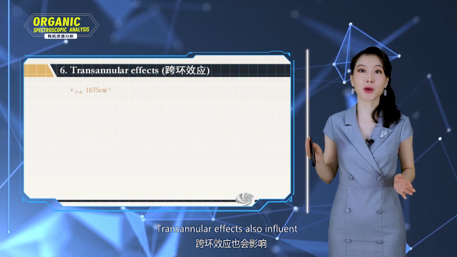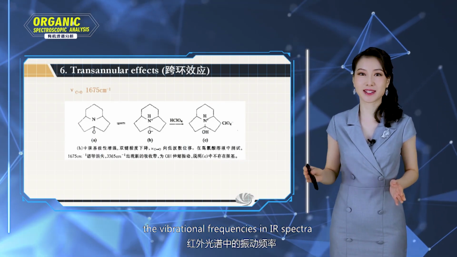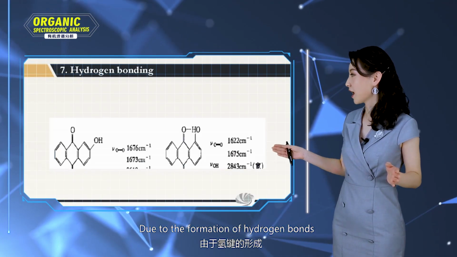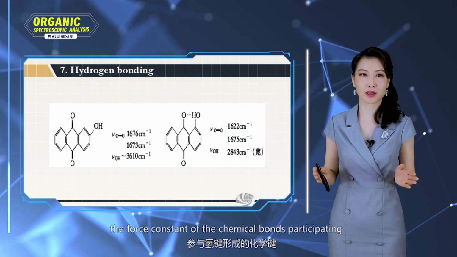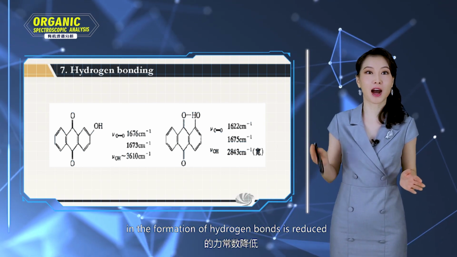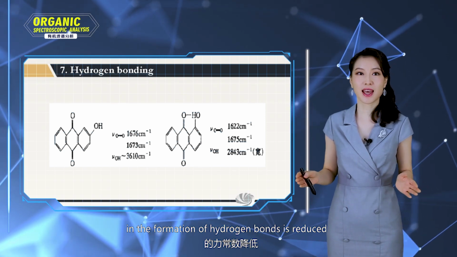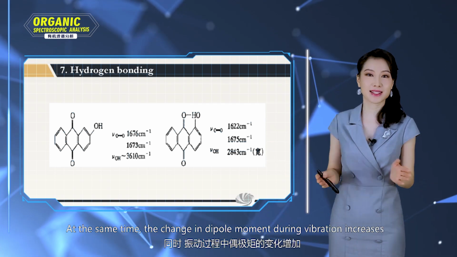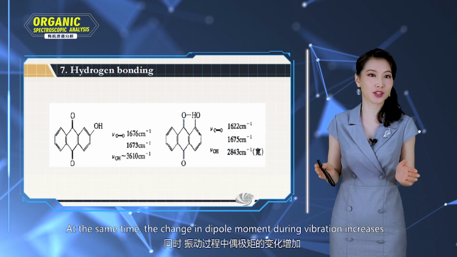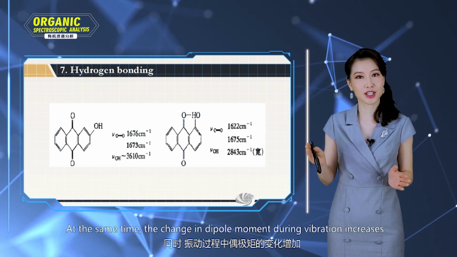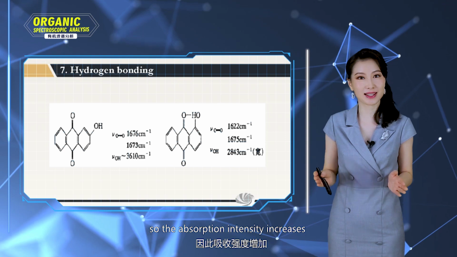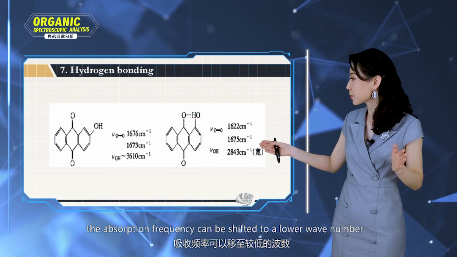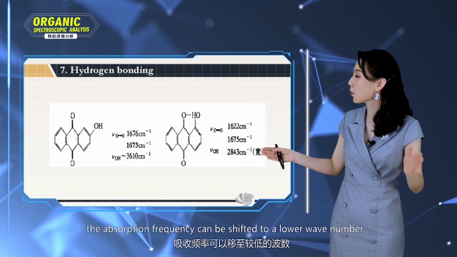Intermolecular effects also influence the vibrational frequencies in infrared spectra. Due to the formation of hydrogen bonds, the force constant of the chemical bonds participating in the hydrogen bonds is reduced, and the absorption frequency moves to a low wave number. At the same time, the change in dipole moment during vibration increases, so the absorption intensity increases. When hydrogen bonds are formed in the molecule, the absorption frequency can be shifted to a lower wave number.